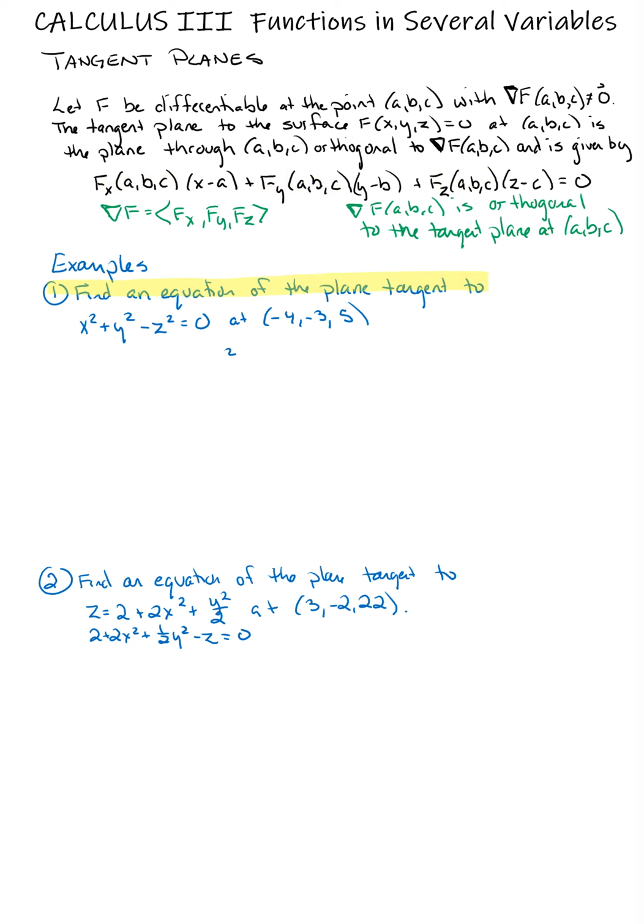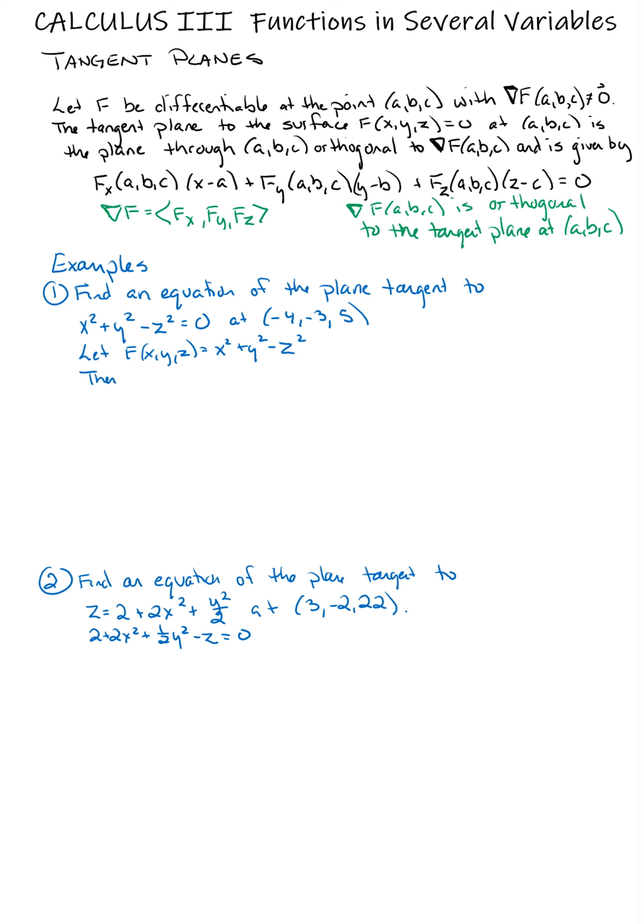Let's find an equation of the plane tangent to x squared plus y squared minus z squared equal to 0 at the point (-4, -3, 5). All right, so first thing, let's go ahead and let f(x, y, z) equal this x squared plus y squared minus z squared. Remember, we want f to be equal to 0, and we have this equal to 0, so we're ready to go. We can just name that as our function f.